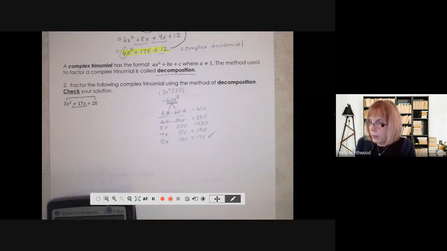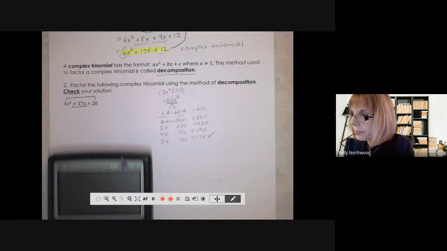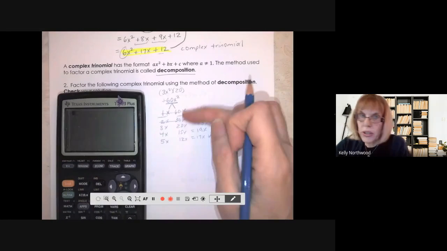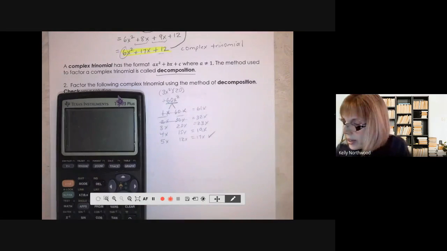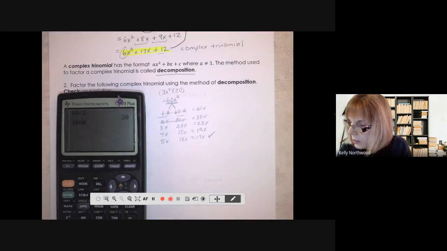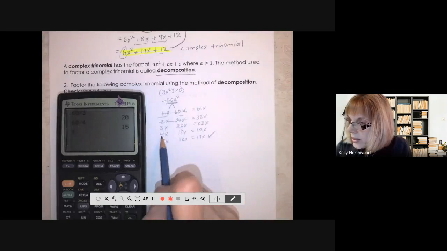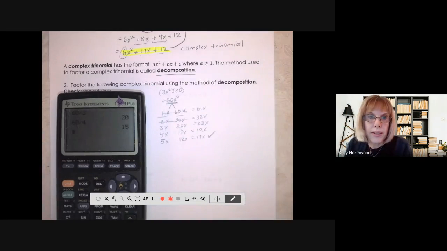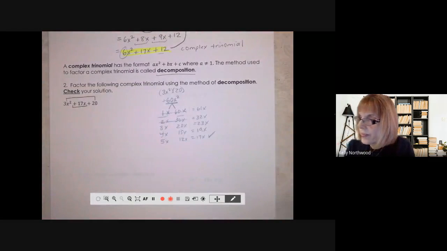And again, if you don't just know those in your head, you can just do 60 divided by 3, and that gives you 20. So there's your 3 and 20. 60 divided by 4 is 15. So there's your 4 and 15. You just keep trying that to get your factors.